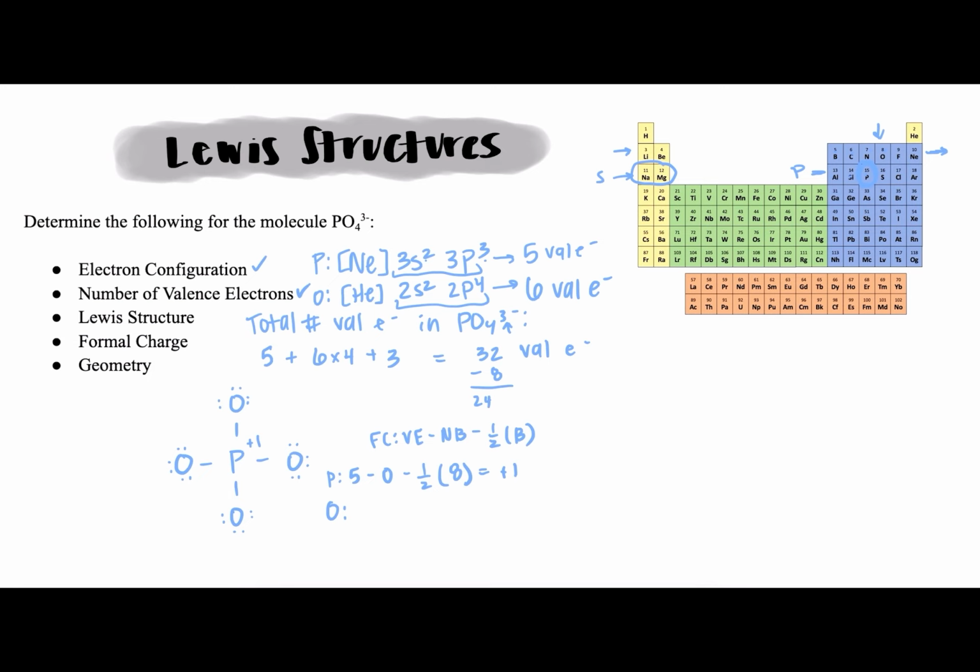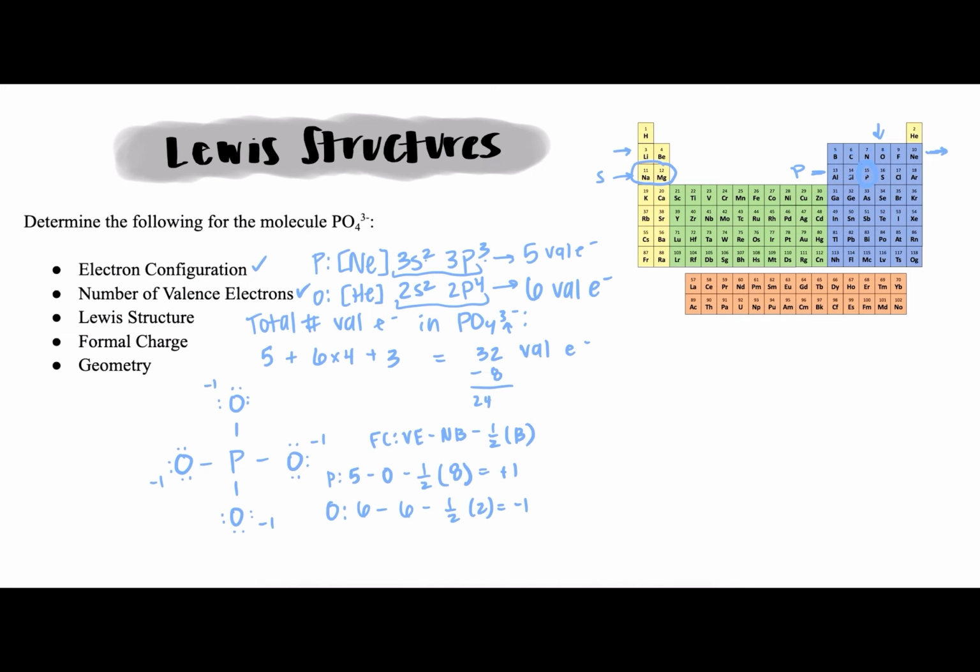And all of our oxygens are the same, and they have 6 valence electrons, minus 6 non-bonding because 3 lone pairs with 2 electrons each, minus 1/2 of 2 from each of these bonds right there. So that leaves us with a -1 charge on each oxygen. Now, in theory, this could be correct because we still have that overall charge of -3 because this +1 will cancel out with one of the other -1s. But let's see if we can figure out a way to reduce the formal charges.